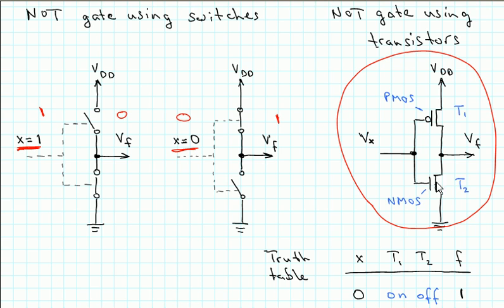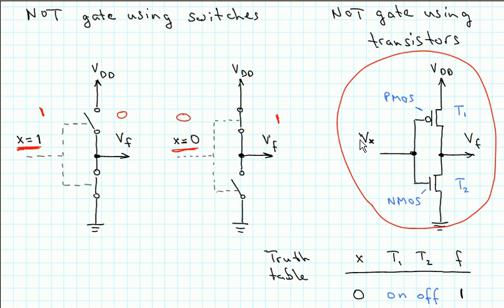The NMOS transistor acts as a switch that can pull things down to ground. The PMOS acts as a switch that can pull things up to the supply voltage. And because they are complementary with respect to each other, therefore the name CMOS, at any time one of the switches is open and the other one is closed.